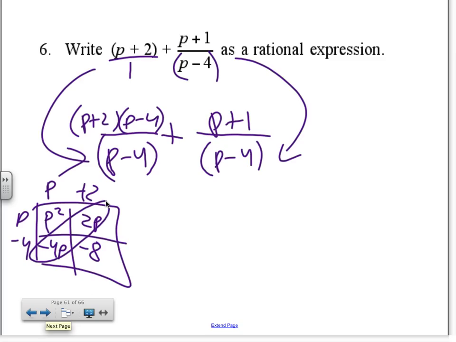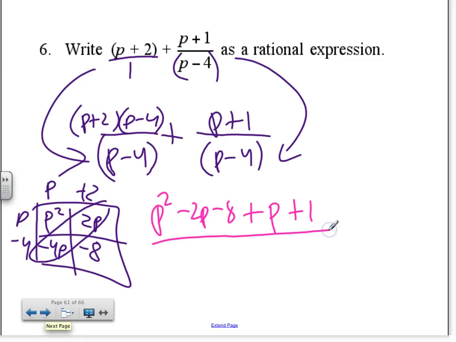To combine like terms. Do you see the difference here? The other ones, we are factoring outside, so we start from the inside. But here, when we multiply in, we start from the outside and go in. Okay, so when we combine like terms here, what we see is P squared minus 2P minus 8. Let's add it over to P plus 1, everything over what? P minus 4.